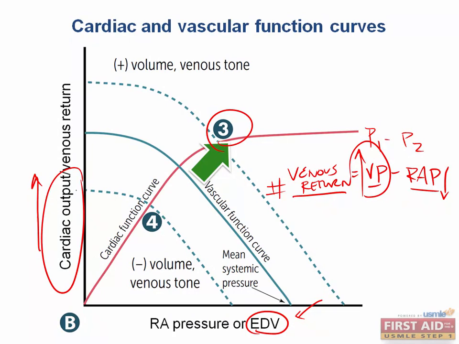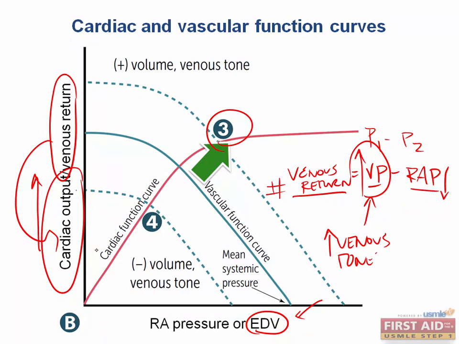In a similar situation, the sympathetic nervous system will cause a vasoconstrictive effect, which means that we increase our venous tone. And an increase in venous tone means that we have an increase in venous pressure. The same effect happens. We get increased venous return, and increased venous return equals an increased cardiac output because the right side of the heart connects with the left side of the heart.